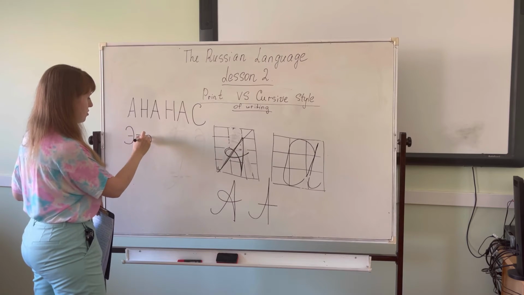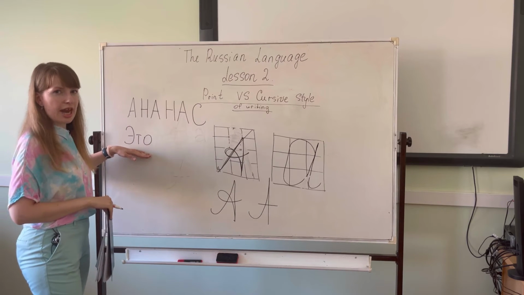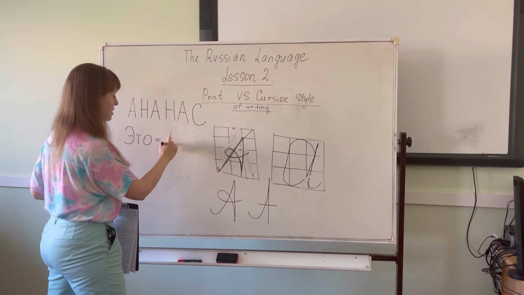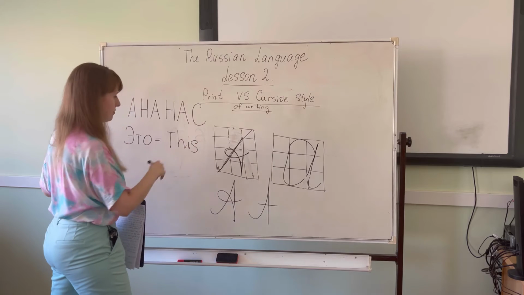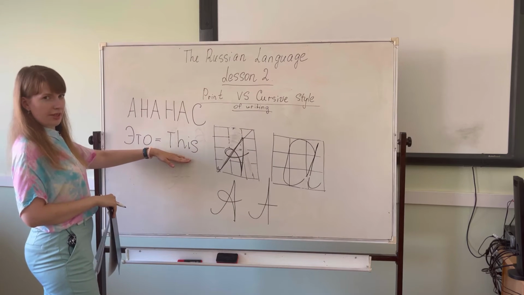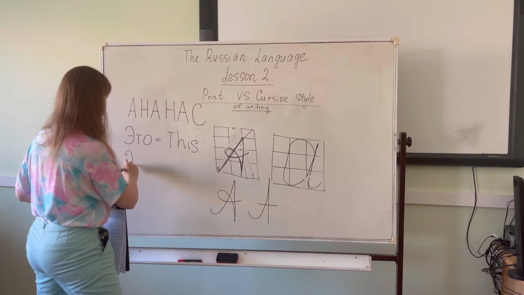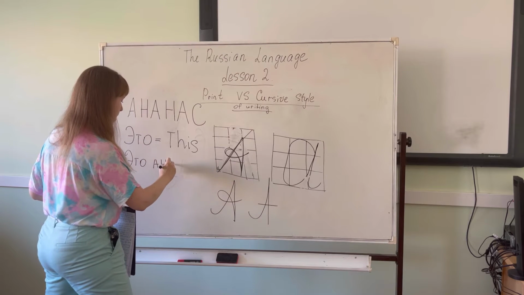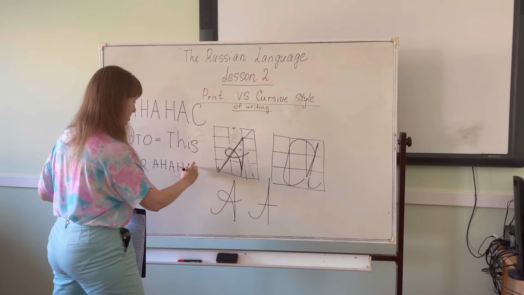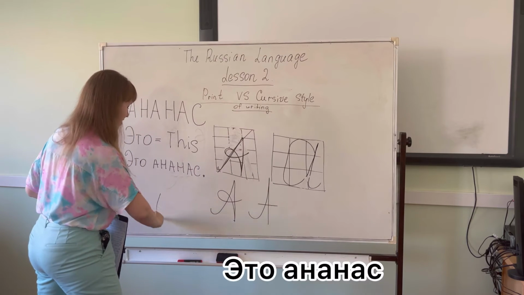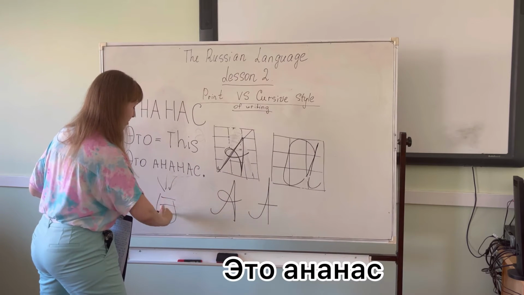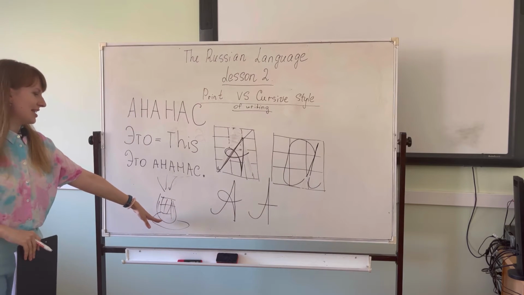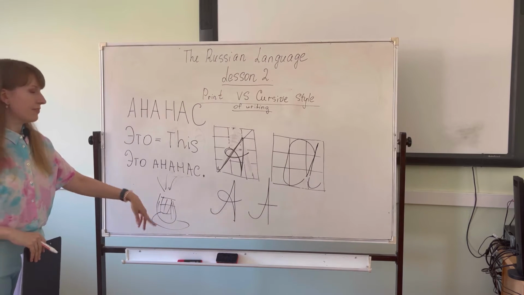Это. So, это is a Russian demonstrative pronoun. Это means this. Just an equivalent. Это ананас. Okay, just imagine a pineapple on the plate. You just indicate it. Это ананас.